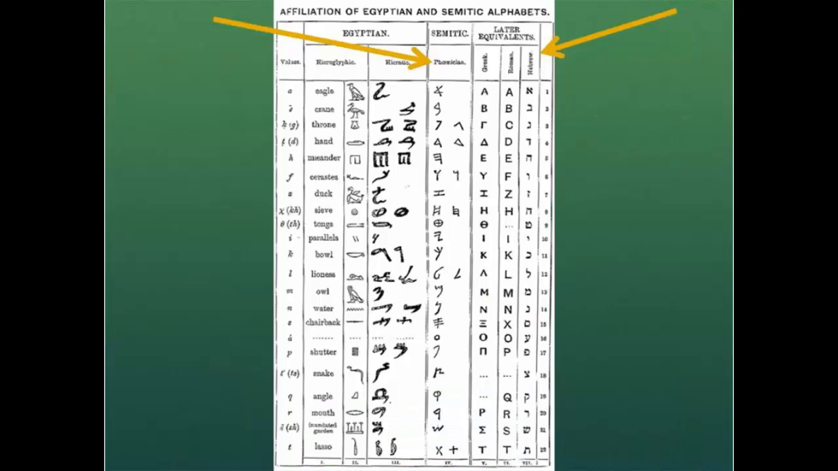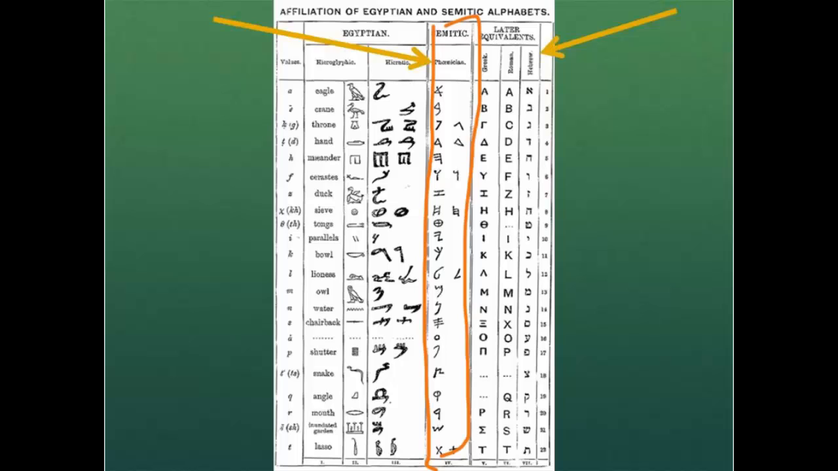Just to illustrate the relation their alphabet had to ours, you can see on this chart here, which is also available in your book. You see the Phoenicians and their alphabet here, in the middle. And then you see the Roman and the Greek alphabet, which is more like our alphabet.